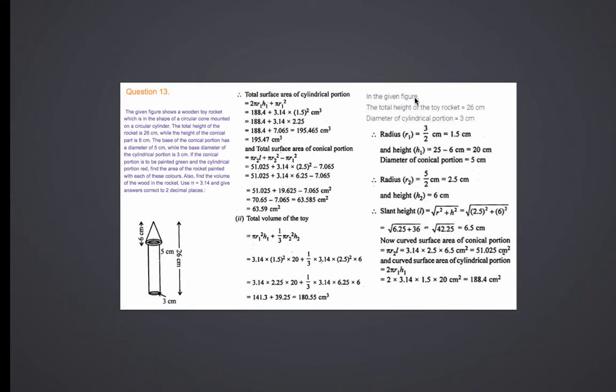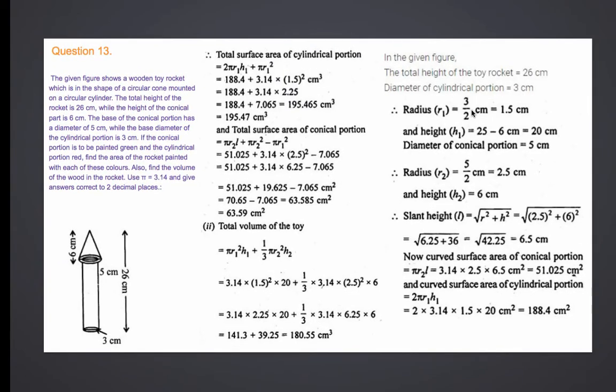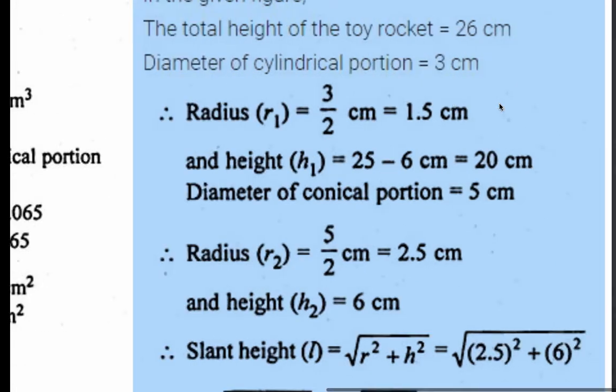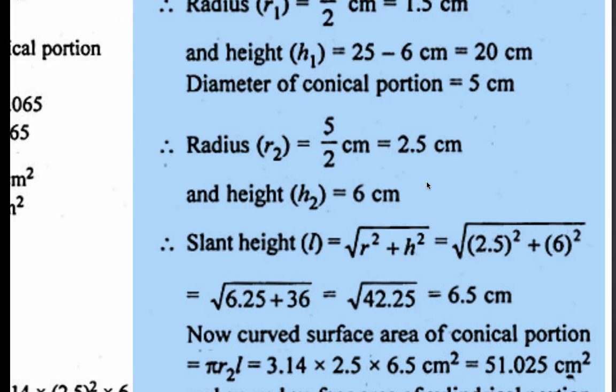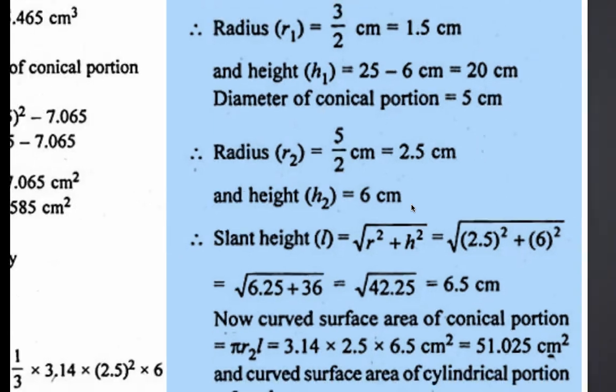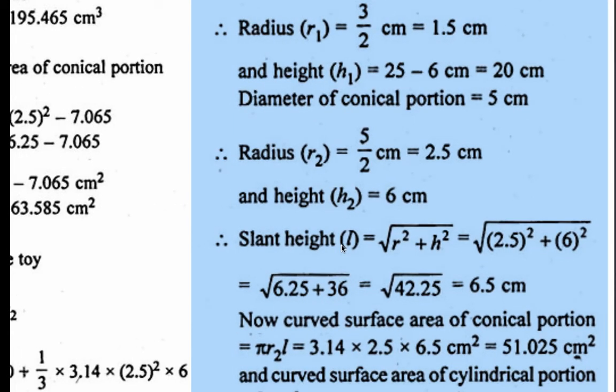First of all, in the given figure, look at this part, students. The total height of the toy rocket is 26. So diameter is 3 centimeters, so radius comes out 1.5. This I have discussed with you all up till here for the cone and the cylinder. So we'll calculate the slant height first.